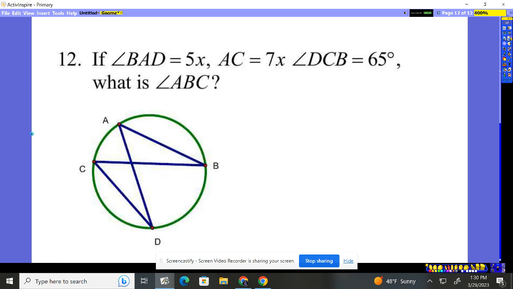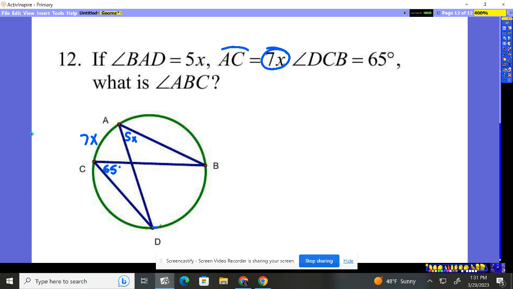Number 12. Ooh, look at all these X's. Looks a little complicated. We got BAD is 5X. Okay, great. Granted, that means BD is 10X, but I don't think we're going to need that. Let's see. Arc AC is 7X. So this is 7X. Okay. DCB, D to C to B. Okay, this is 65, right?